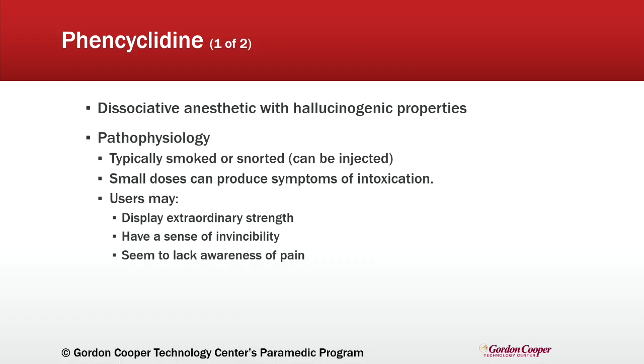PCP is typically found in a powder, crystal, or tablet form and is sometimes used laced in marijuana. That's why it's not unusual to have a co-drug issue sometimes with marijuana. It's also commonly mixed with other street drugs to boost their potency. PCP acts on the NMDA receptors in the brain, and it disrupts normal brain function. It alters perception of sound and sight and creates a strong sense of detachment from one's own body and the surroundings. It's usually smoked or snorted, but it can be injected.